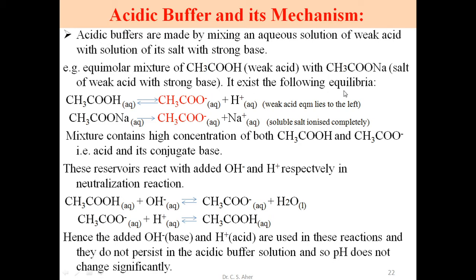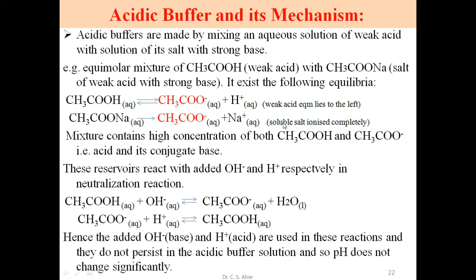It has the following equilibria. See here, acetic acid is a weak acid and dissociates partially at equilibrium, giving acetate ion plus H plus ion in aqueous solution. For a weak acid the equilibrium lies to the left. Why is it to the left? Due to the common ion effect, which we studied in the last lecture. This common ion effect is created by the salt.